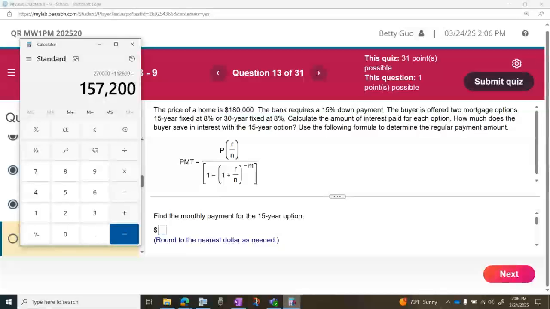So on the scratch paper, please write down loan amount. Your down payment is 15%, right? You pay 15%, so you need to borrow 85%. You have 15% already, you only need to borrow the rest, 85%. So 0.85 times 180,000. So this is the loan amount. Please remember that. 153,000. I'm going to keep this in my scientific calculator.